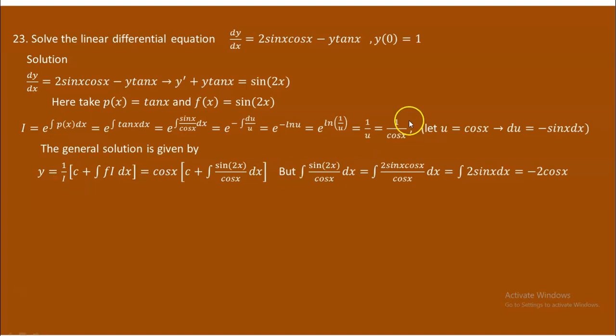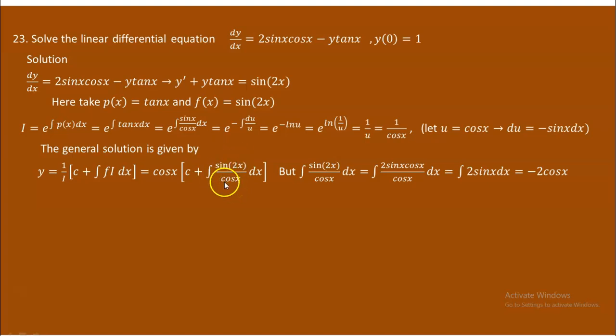Where is I, students? Here it is, 1 over cos x. So 1 over cos x comes to be cos x, as you see. Then you do have a bracket being opened, then c comes here, plus what is the integral of f times I? We knew that f is sine 2x, and we know I is 1 over cos x. So as you are multiplying these two, sine 2x times 1 is sine 2x. Sine 2x over cos x can come. Here it is, sine 2x over cos x.